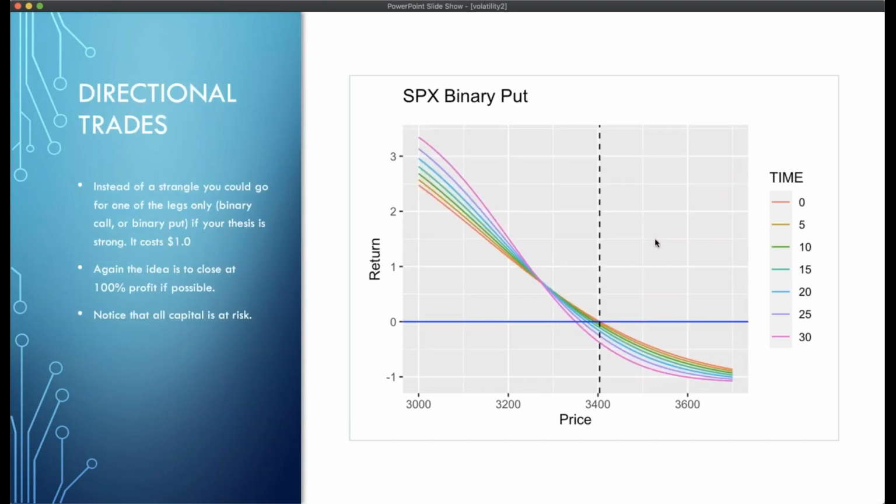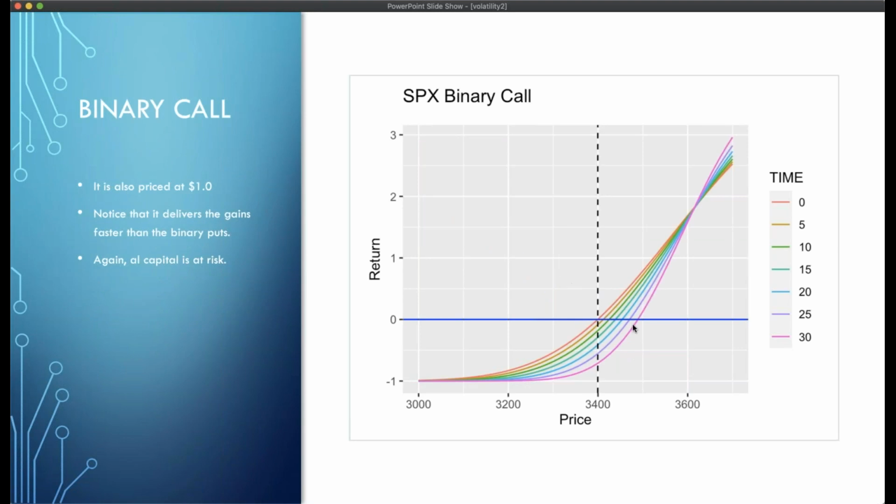So what you're sacrificing: with the binary put, notice that it really makes money in a very small range, but it's a kind of gentle slope. And the binary call has a wider area where the market has to go over, but it really has a big slope. So it's still fantastic trades, both of them. And again, never wait until expiration, just close it. Just take the money and run.